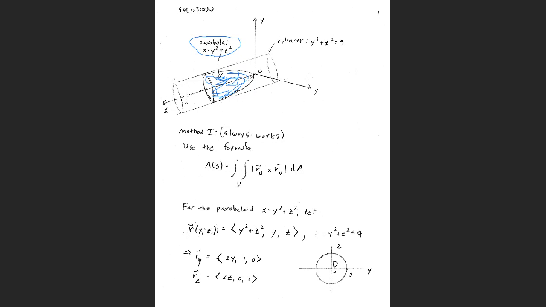I'm going to show you two methods to do this. The first method, which always works, is to use the standard surface area formula. The standard surface area formula requires me to get the parameterization for that paraboloid. The paraboloid is x equals y squared plus z squared. So I'm going to let y be y, z be z, and x will be y squared plus z squared. Once I have the parameterization, I'm halfway there because I can find my two derivative vectors.